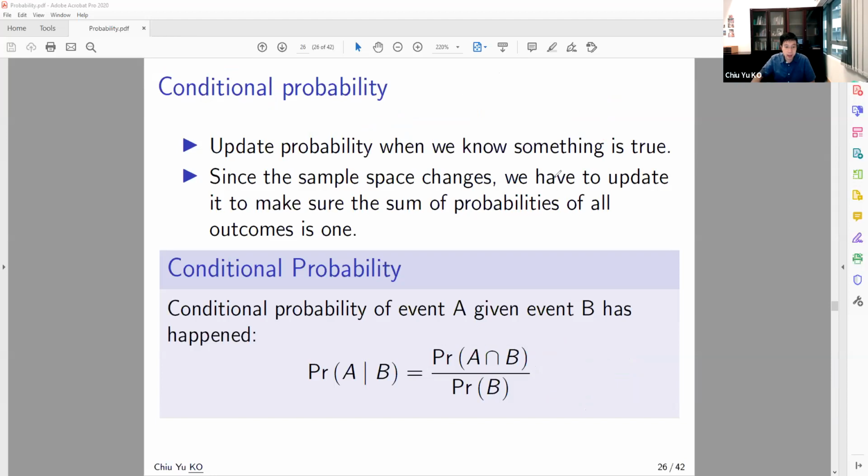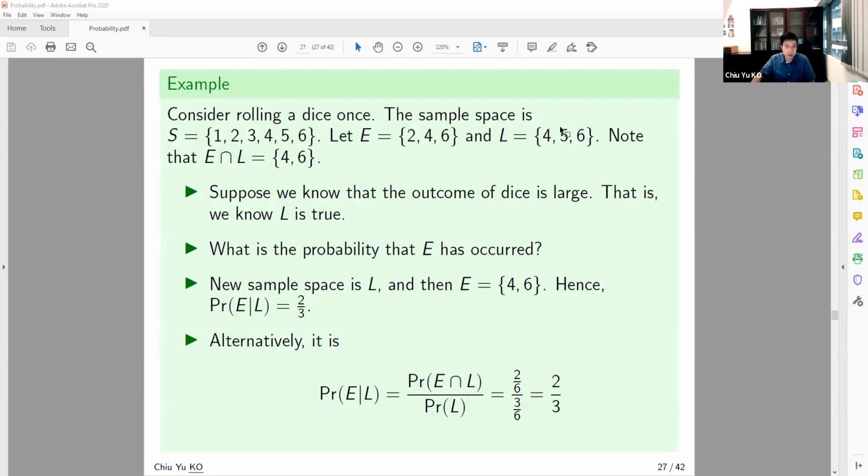Okay. Now we are going to give you an example. We roll a die once, and the sample space is 1 to 6. Even is 2, 4, 6, large is 4, 5, 6. First, the intersection is 4 and 6 because 4 and 6 appear in both E and L. Now we know that the outcome of the die is large. So the sample space shrinks from S to L. So only L is relevant.